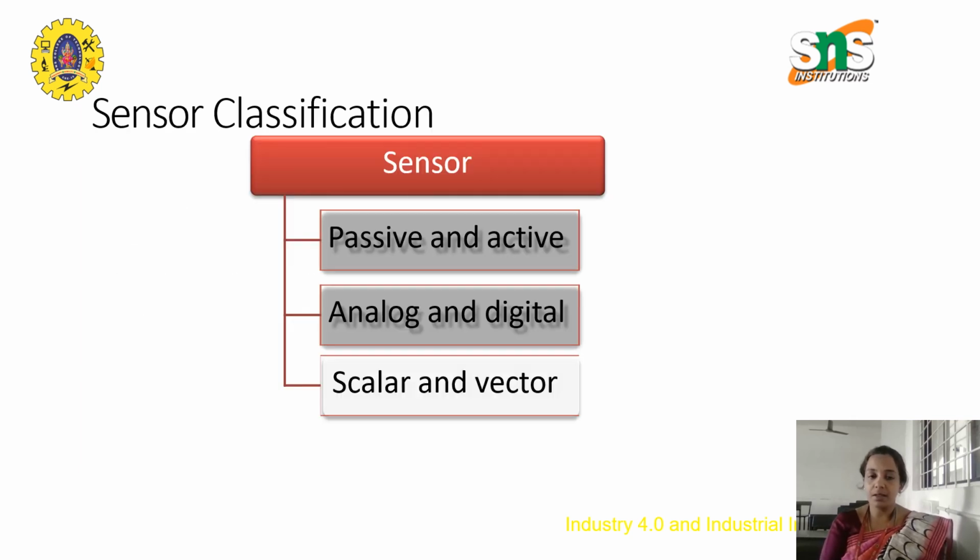The next title is sensor classification. The sensors are classified into three main types. The first one is passive and active sensor, then analog and digital sensor, and scalar and vector sensor. We will cover these topics in depth in the next video.